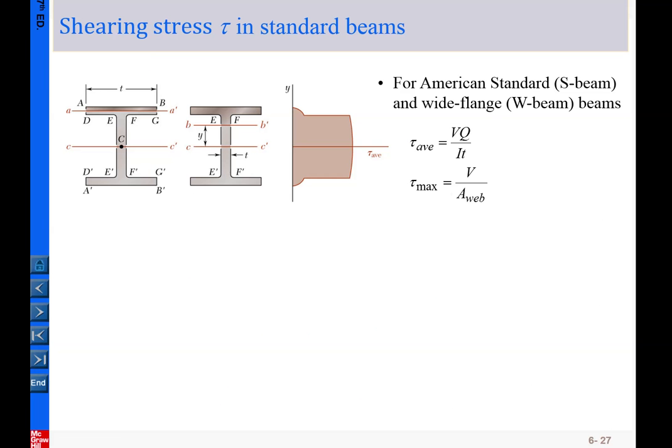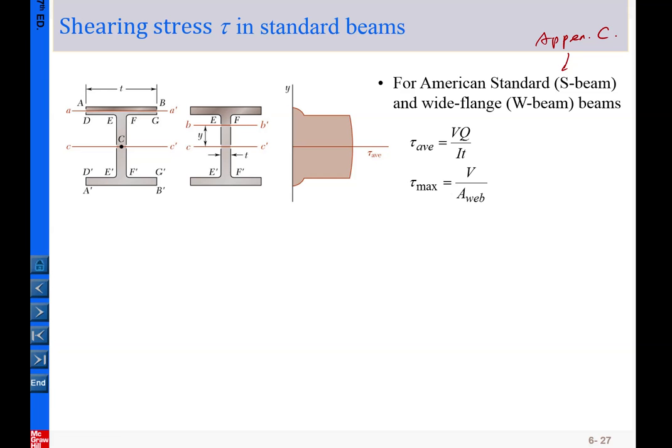Let's take a look at the shear stress in standard beams. This is the I-beam. This is an industry standard beam, and usually they designate it as the S-beam or W-beam. Those terms you can refer to in Appendix C, where they have tabulated many kinds of standard beams.